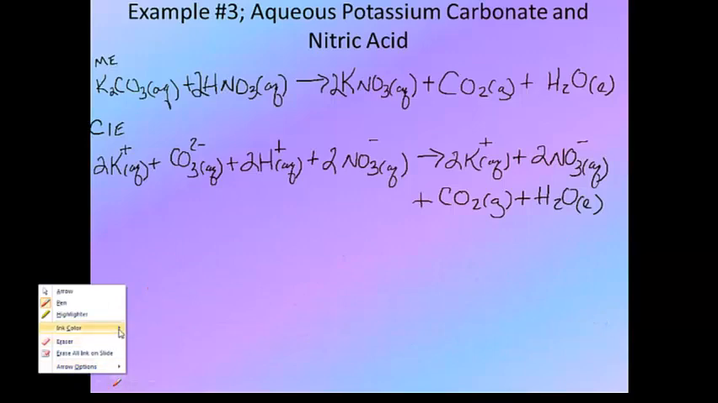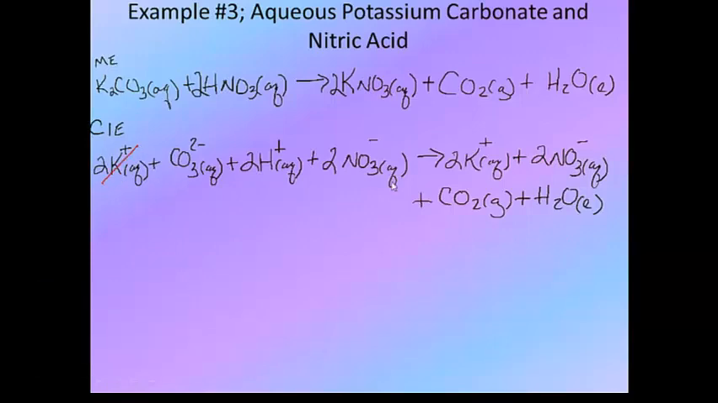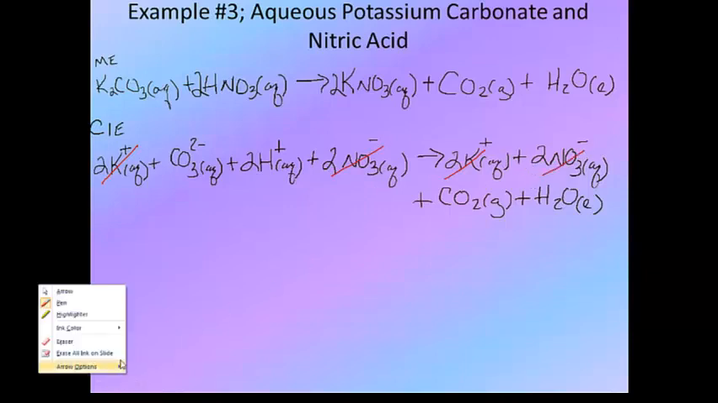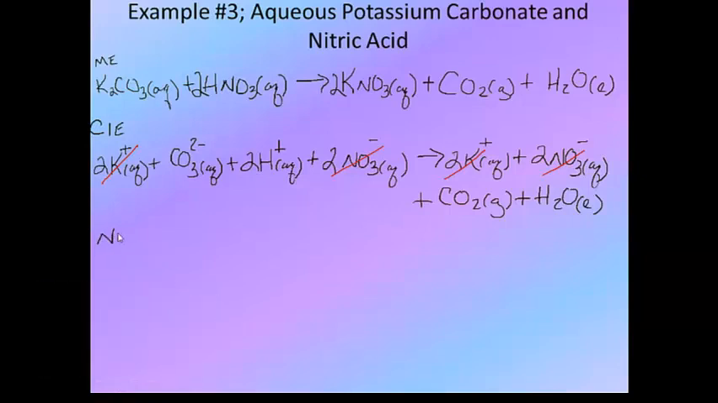I am going to cross out my spectator ions, which I can spot right away. They are identical, with the exact same coefficient in front of them, and they are floating around in solution. Those are the 2 ions that are basically doing nothing but floating. They are not involved in the reaction. My net ionic equation therefore becomes those ions involved in the reaction.